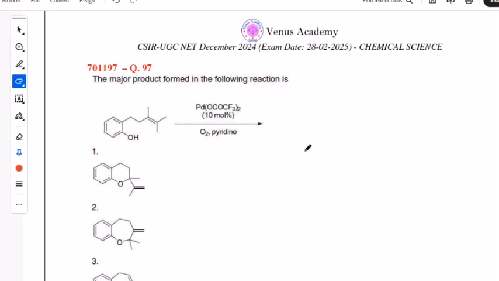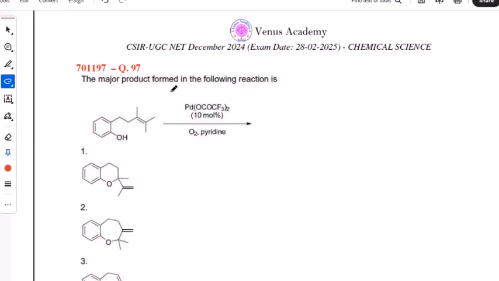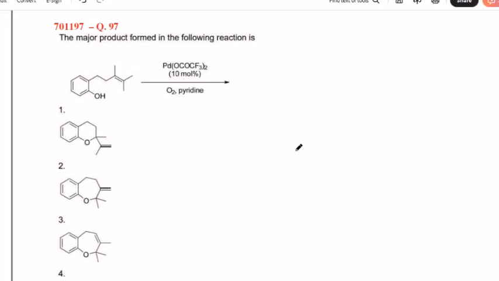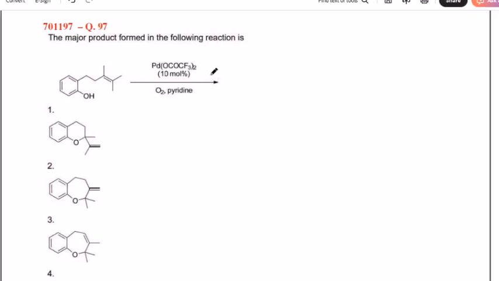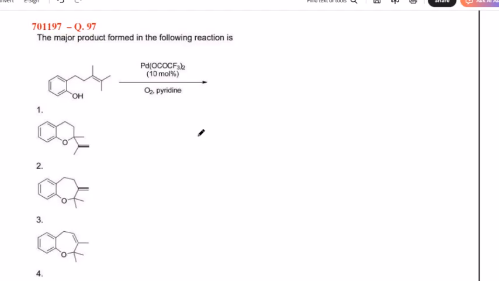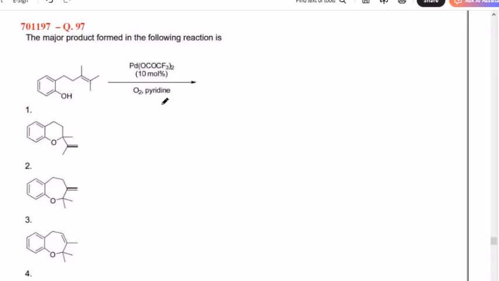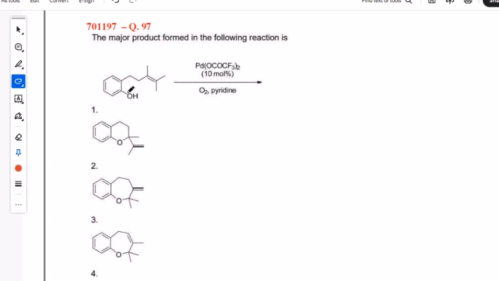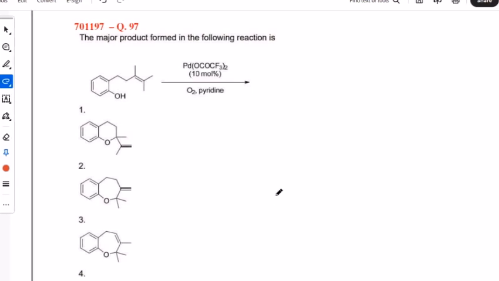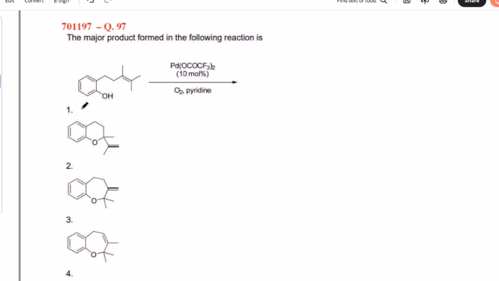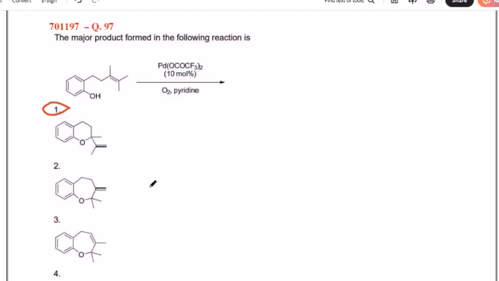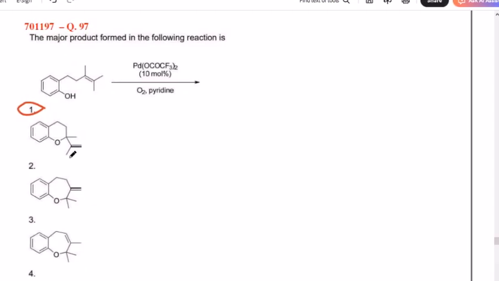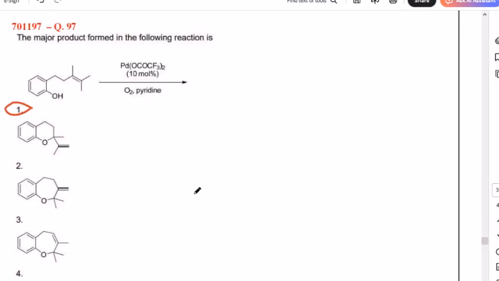Next, question number 97, the major product formed in the following reaction is... palladium trifluoroacetate at 10 mole percent in the presence of oxygen and pyridine, it is going to cyclize. So where is it going to take place? Here, right? So the option for this question is option number 1. It is going to give this cyclic product, where you are going to get this compound 1. Option number 1 is the correct option, friends.